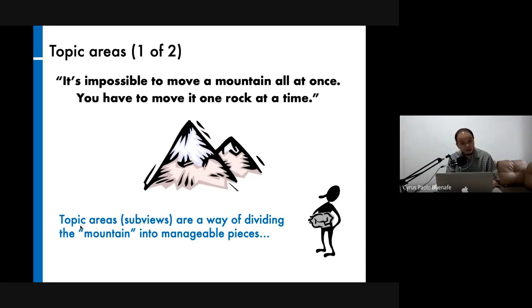And that's where topic areas come into the picture. They're a way, not the only way, but a way to help you appreciate the views by having a conversation about a topic area, then moving to another topic area, and then another. And before you know it, you've already covered the entire view.